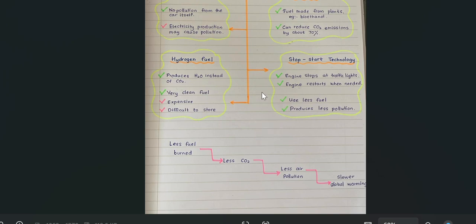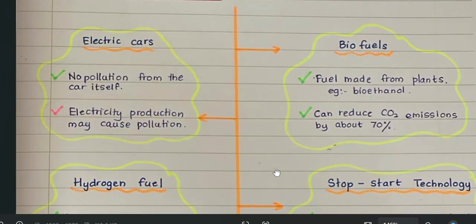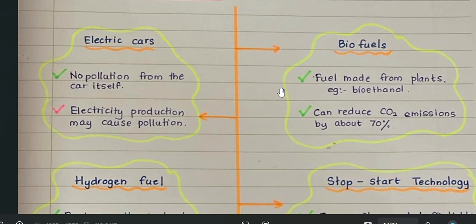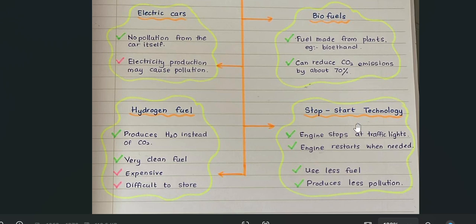Another part what you have to discuss here is, if you are to use cleaner car technologies, there are 4 main things they are talking in this lesson. So one is electric cars. If you use the electric cars, there's an advantage that there's no pollution from the car itself. But there's a disadvantage because the electricity is needed for these cars to travel. But the electricity production may cause pollution because electricity generation is again releasing greenhouse gases.